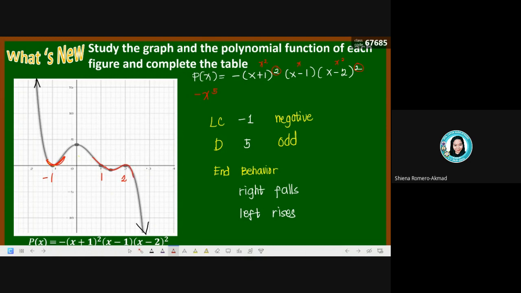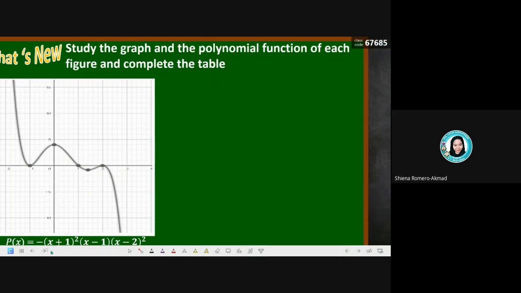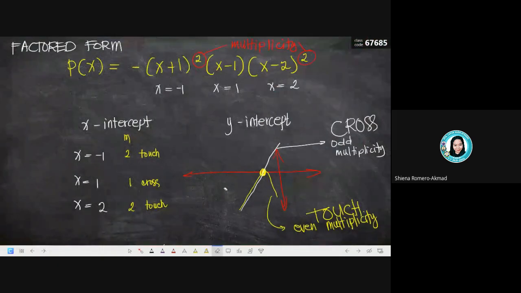Pag sinabi kasing cross, as in lalampas siya. Pag touch lang, ganyan lang. Okay, so yan yung kinaibahan ng dalawa. So para mas maintindihan nyo, let me show it to you how to graph this. Try natin to.